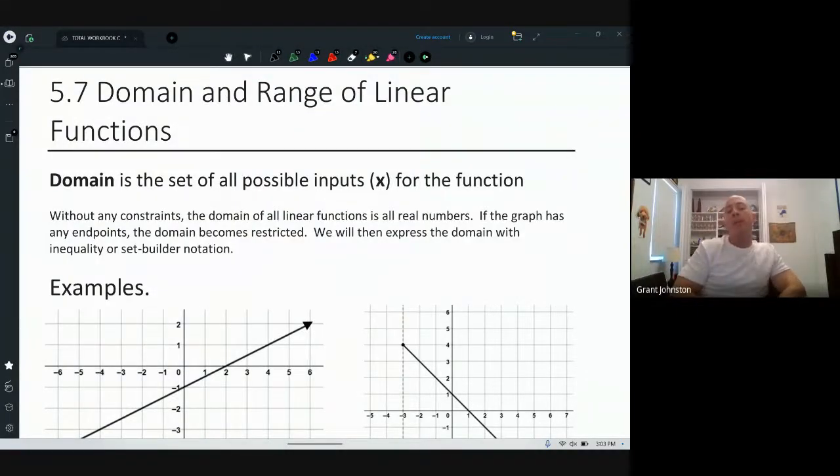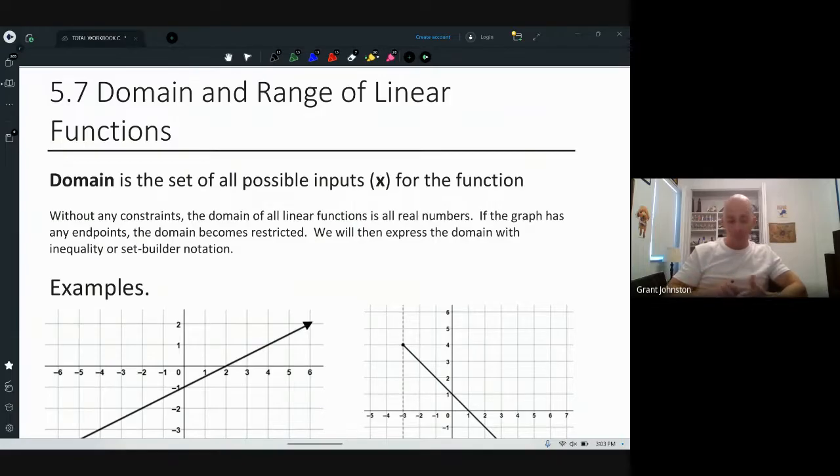So now we're going to start getting into what we call key features of linear functions. It's just describing the properties, or the way that these functions behave. We're going to start off with this idea of domain and range.